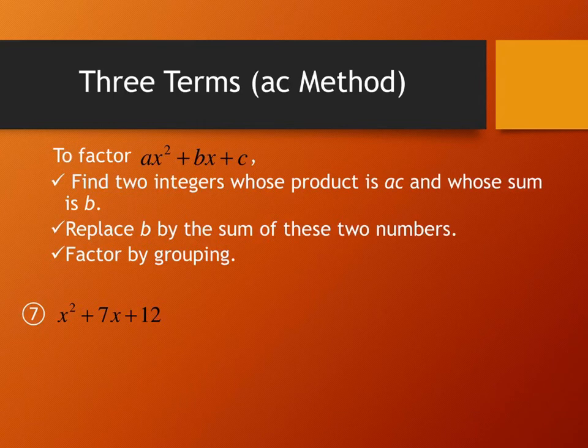This is called the AC method. In the AC method, you take a trinomial, like ax squared plus bx plus c. And what you do is you multiply the integers a and c together. So the squared term's coefficient, and the constant term at the end. So you get a product of that. And you look at the middle term, its coefficient, the b. And what you want is 2 integers whose product is AC and whose sum is b. You replace the b by the sum of these 2 numbers, and then factor by grouping.